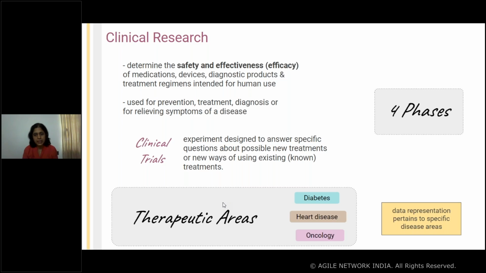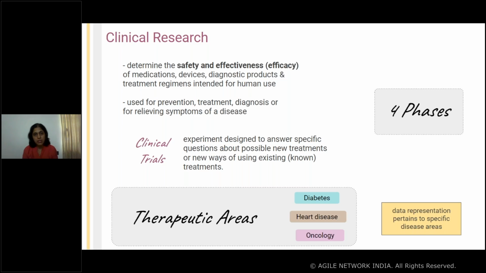Okay. Now, I have listed a few therapeutic areas over here. I have mentioned diabetes, heart disease, and oncology. Just to let you know that these are the disease areas in which a lot of clinical research is happening. Of course, when I looked into the list published by FDA, there are around 55 therapeutic areas currently active. These we can call disease categories, right? And they relate to a particular organ in your body.